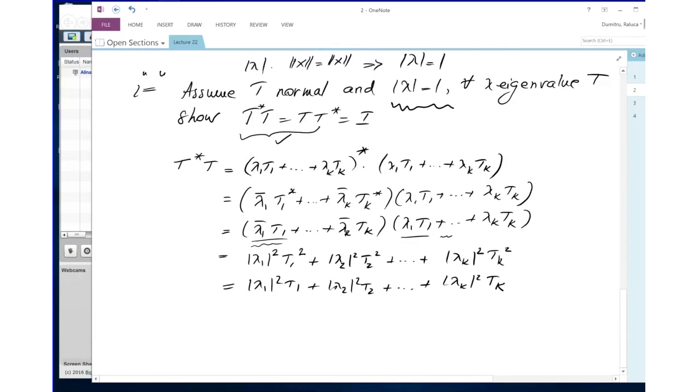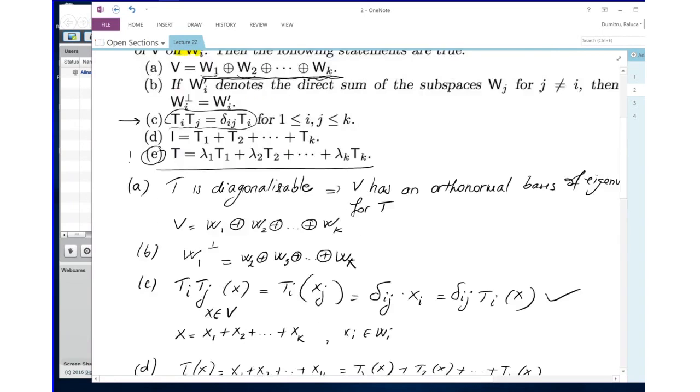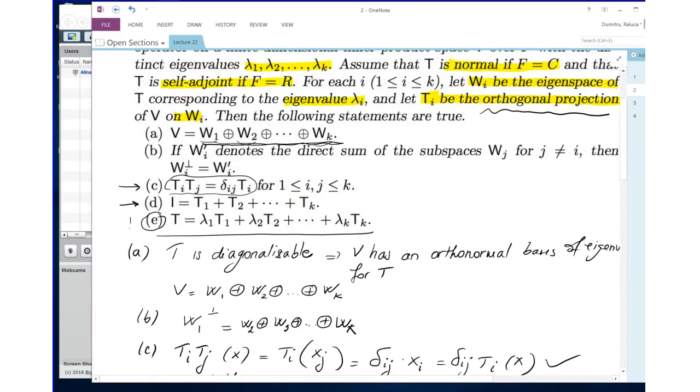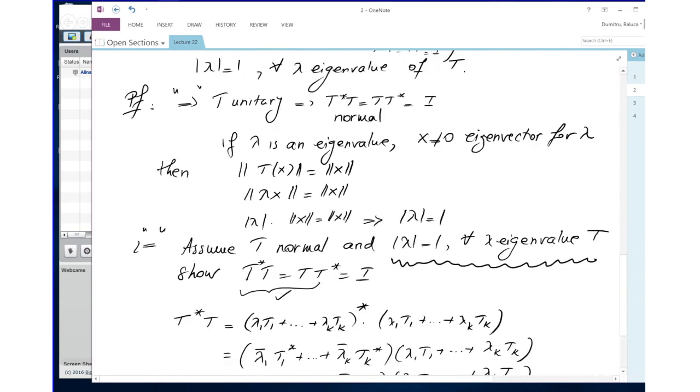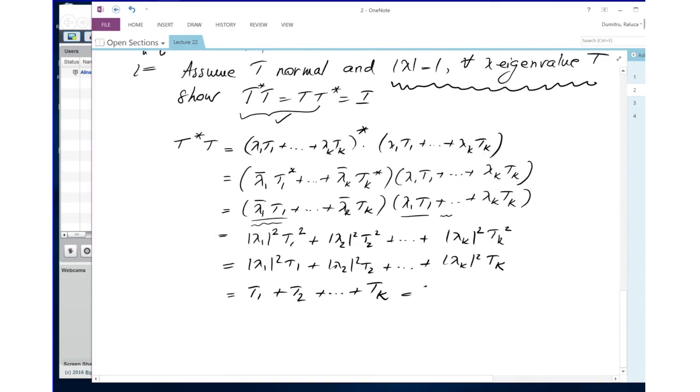All right, but here is the second assumption that we have. Every eigenvalue has absolute value 1. So I'm going to just replace them all by 1. So T1 plus T2 plus so on plus Tk, what was that? The sum of all those orthogonal projections is, by part D of the spectral decomposition, just the identity operator. So T star T is the identity. Now you can imagine, I don't have to do the other one because T star T equals T T star anyways.